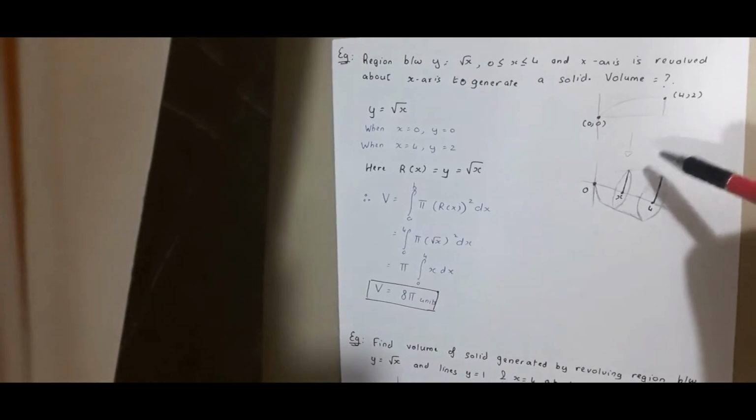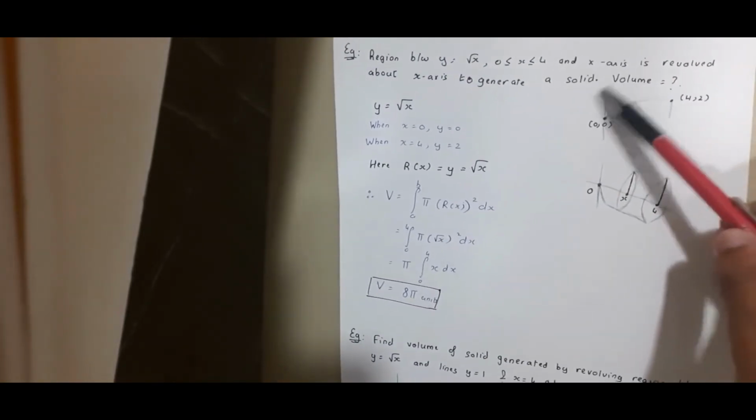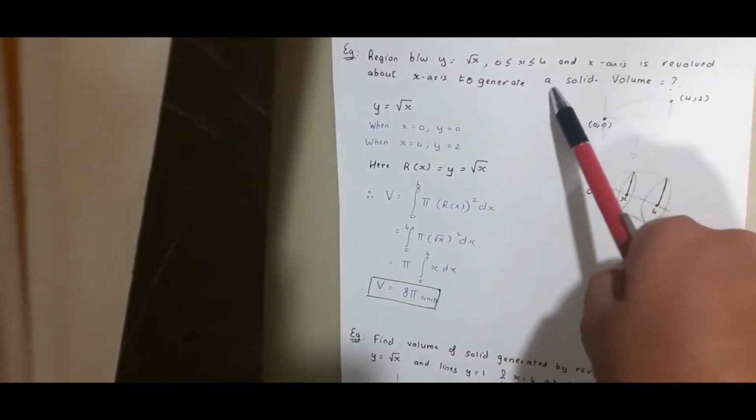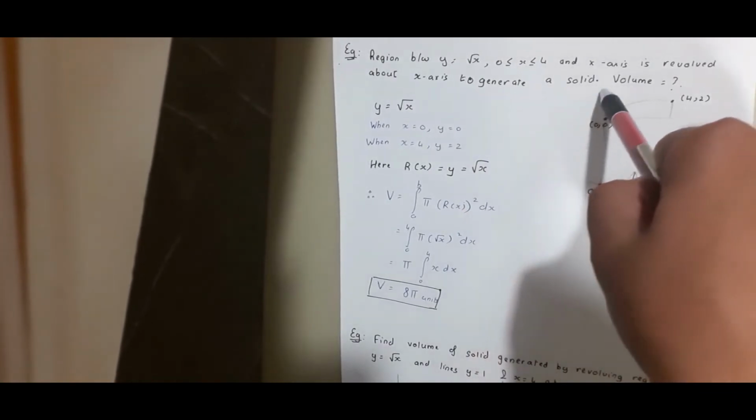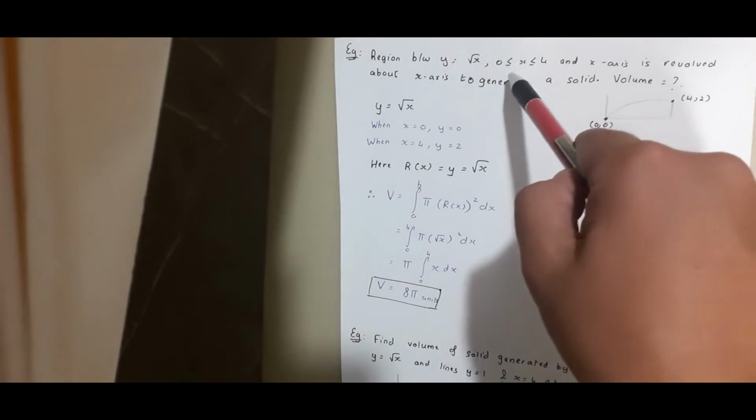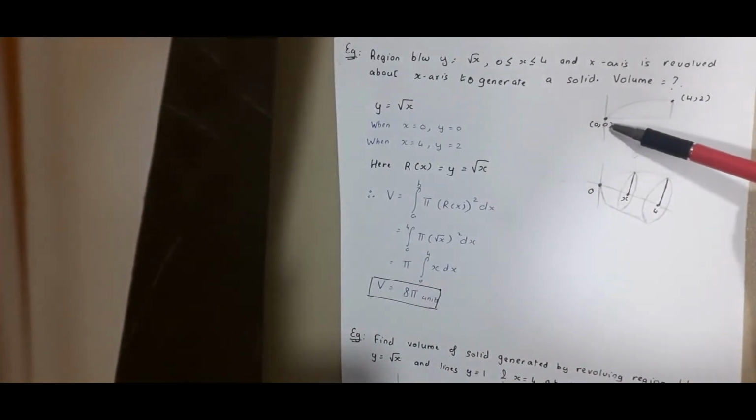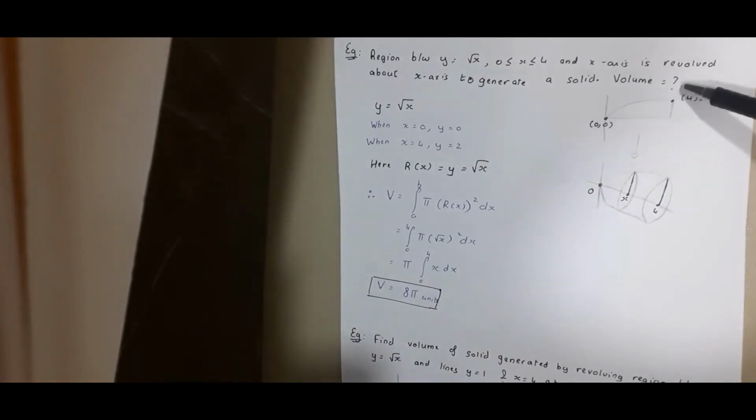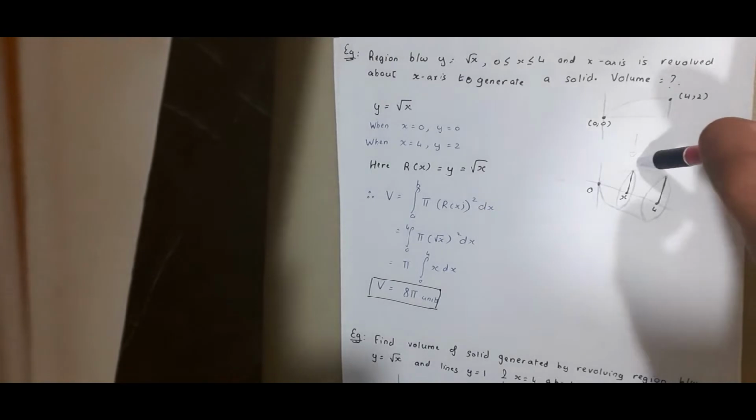So here we have an example. Find the volume of the region between y equals root x, for 0 less than or equal to x less than or equal to 4, and the x-axis, revolved about the x-axis to generate a solid. So this region is revolved about the x-axis between these limits to generate a solid. What is the volume? We look at the diagram we have over here, with 0, 0 and 4, 2 as the two points. Once you rotate this around the axis of rotation, which is the x-axis, you'll get a solid somewhat like this.